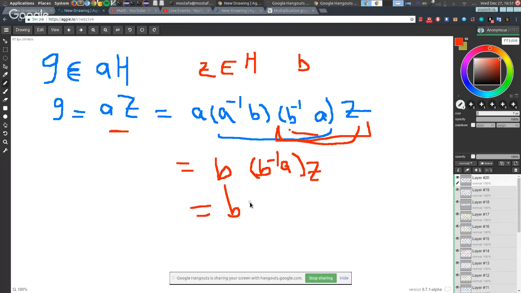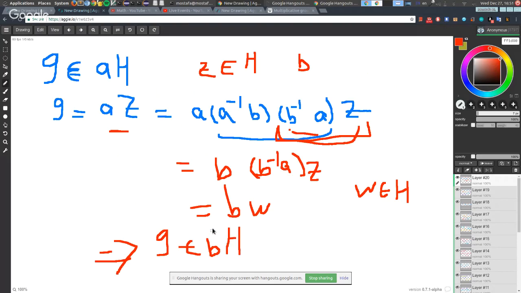Equal B, call it W, where W belongs to H. So we get that. So this implies that J belongs to BH. So basically this proves that AH is a subset of BH.